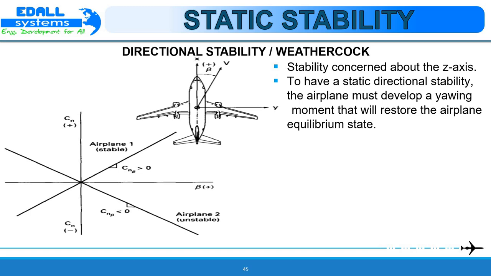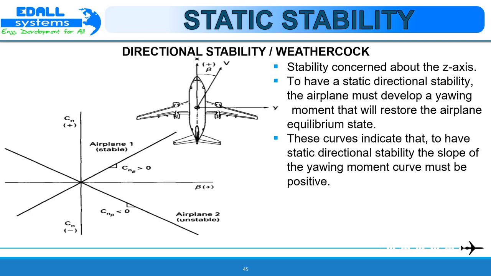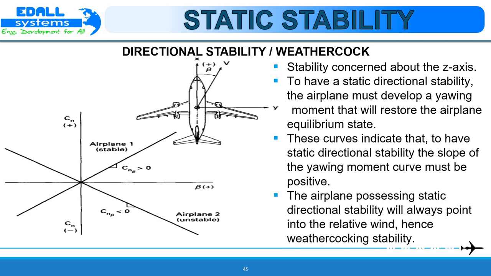Yawing moment coefficient versus side slip angle beta for two aeroplane configurations is shown in the table here. To have static directional stability, the aeroplane must develop a yawing moment that will restore it to its equilibrium state. Assume that both aeroplanes are disturbed from their equilibrium condition, so that they are flying with a positive side slip angle beta.